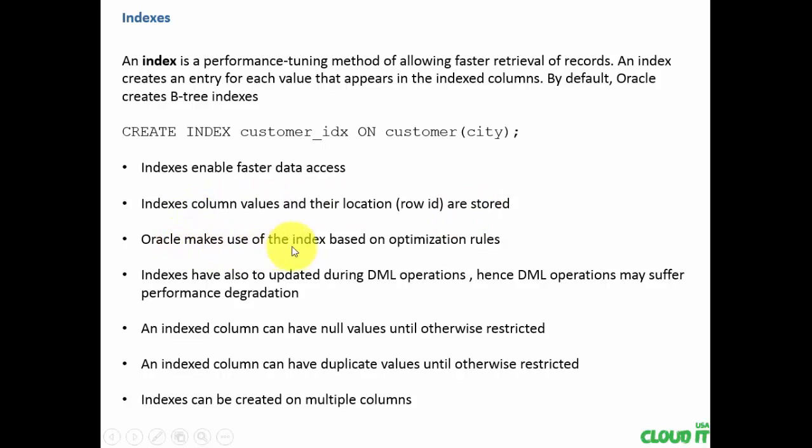Oracle makes use of the index based on the optimization rules. So when you query the database, depending upon the situation, Oracle will use the index. Sometimes if it thinks that index is not necessary, it will not use it. Index have also be updated during the DML operations.